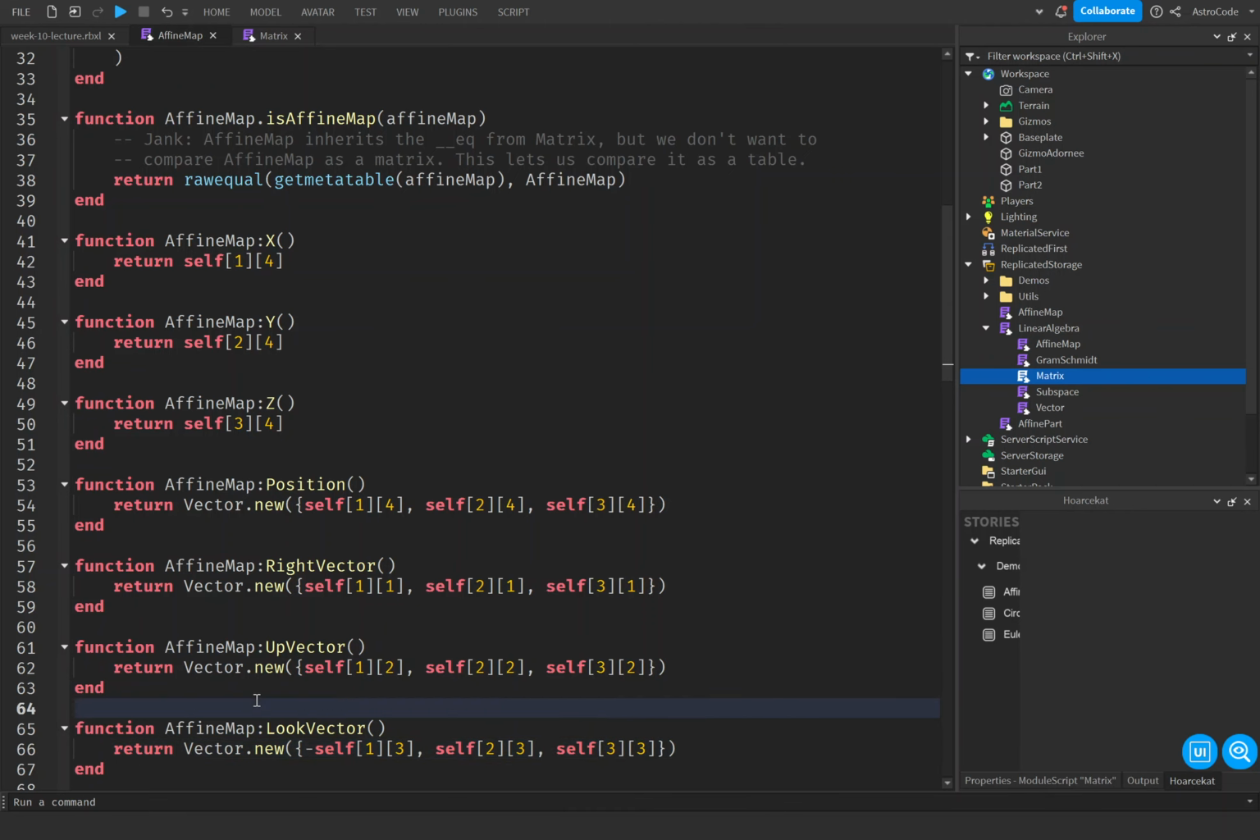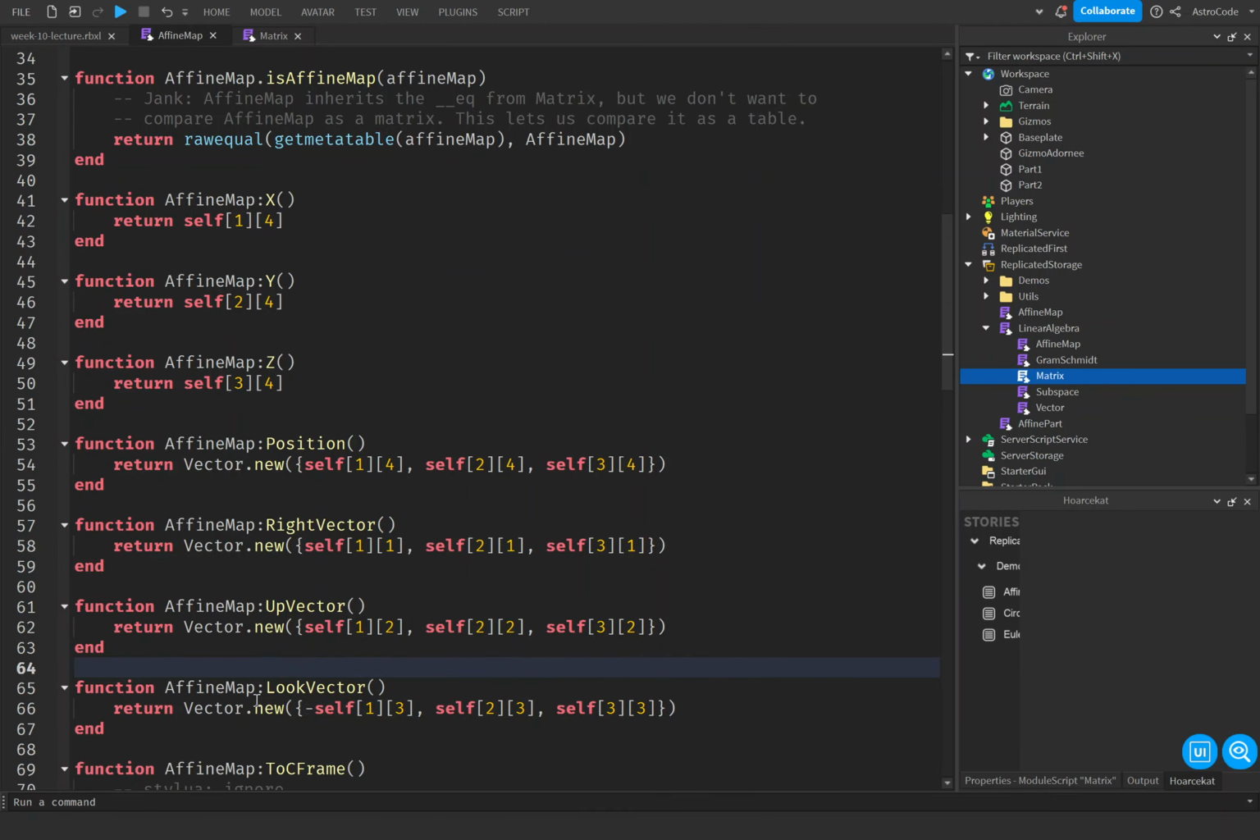All right. So those are just some basic properties that the C-frame has that we may as well put into our affine map. Any questions? Oh, good point. I did forget these negatives. Okay.